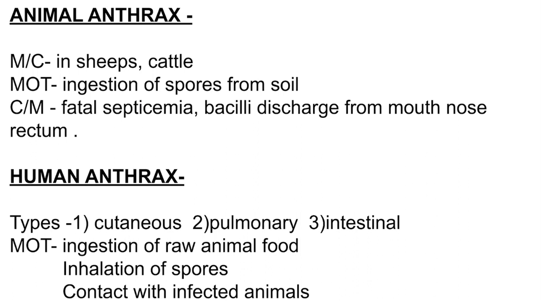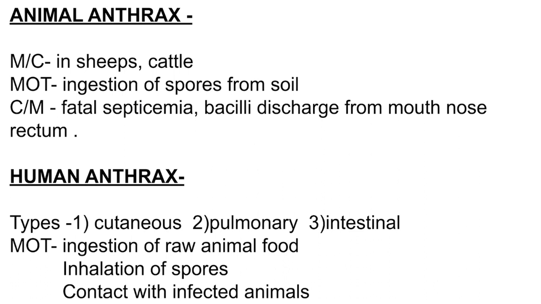Animal anthrax is most commonly seen in sheep and cattle. The mode of transmission is by ingestion of spores from the soil. Clinical manifestation: fatal septicemia, meaning the degree of infection is so high that it could be dangerous for the animal. Bacilli are discharged from the mouth, nose and rectum. This discharged bacilli often causes infection in humans, so it is called a zoonotic disease.